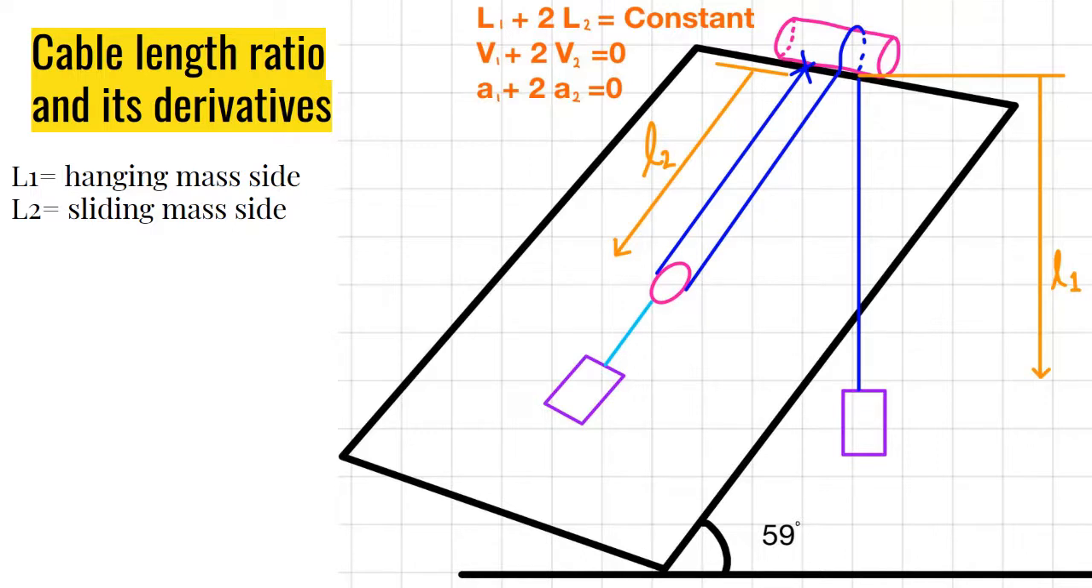Considering the x and y coordinates of the system and the coordinates of the cable length, the relationship will still remain as A1 plus 2A2 equals 0. As seen from the previous slide, the acceleration of the hanging mass is 1.21 meters per second and the sliding mass is 0.67 meters per second, which closely resembles this 1 to 2 ratio.